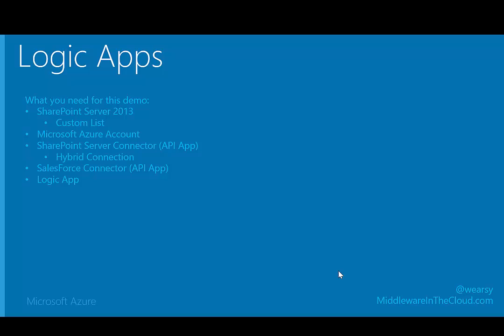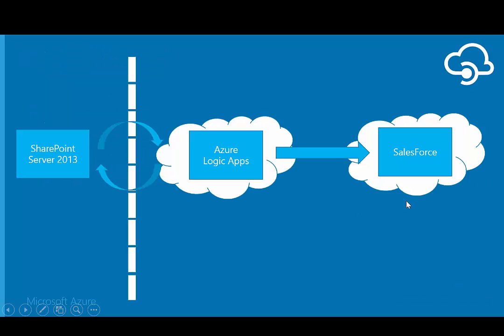As part of this connector, we will use the hybrid connection feature that allows us to bridge the cloud with our on-premise SharePoint server. Next, we will use the Salesforce connector to create a contact inside of that environment. And lastly, we will use a Logic app that will allow us to tie these two connectors together.